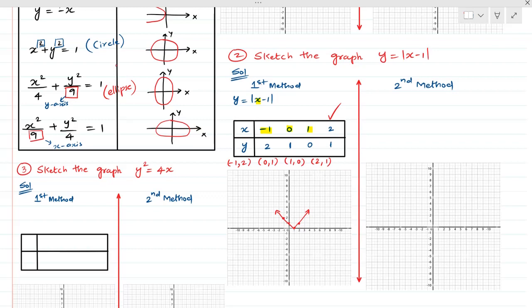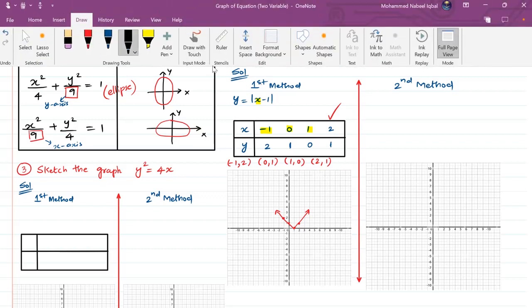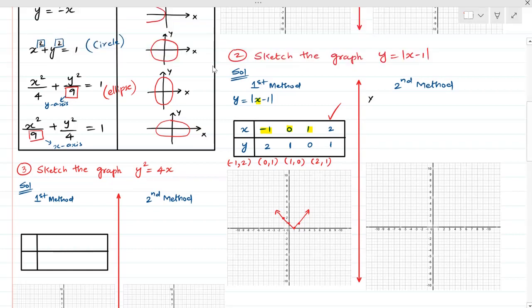Now similarly, you can calculate the same thing by using the intercept method. What is the x-intercept? What is the y-intercept? For the x-intercept, put the y value 0. When I substitute 0, x minus 1 is equal to 0. So x is equal to 1. So the point will be 1 comma 0.